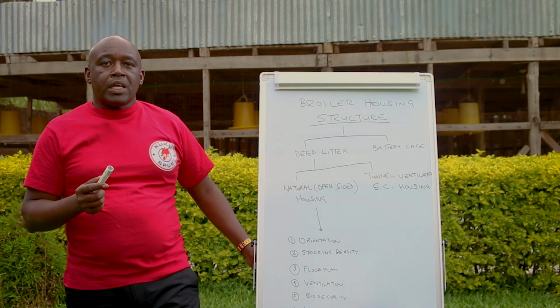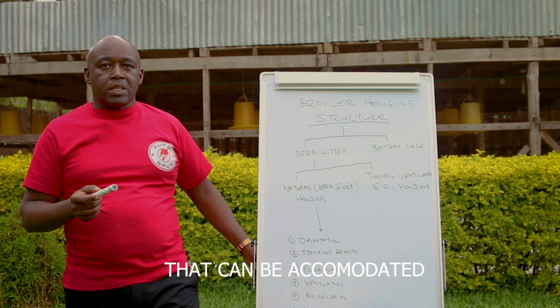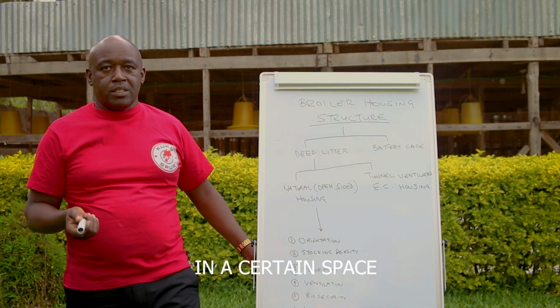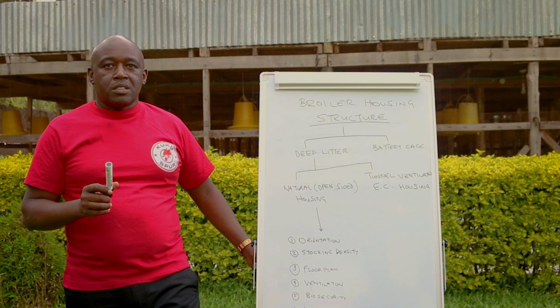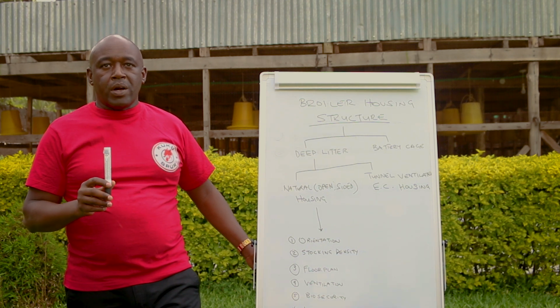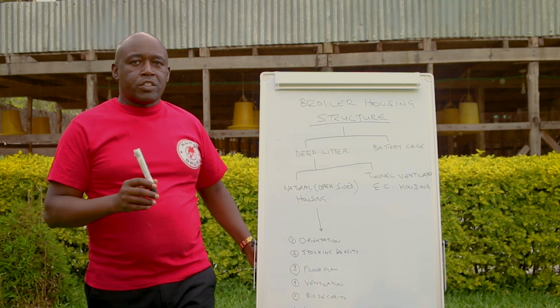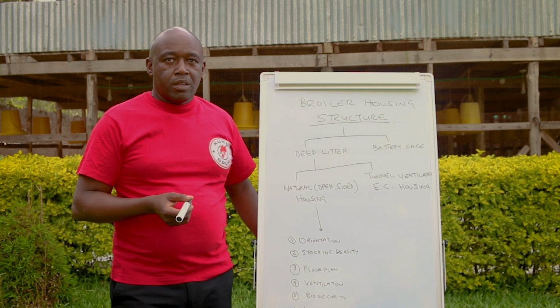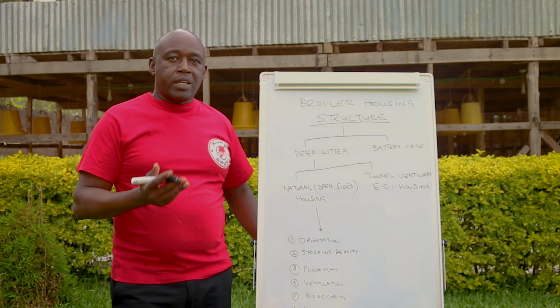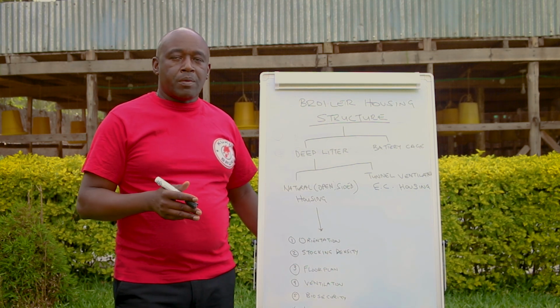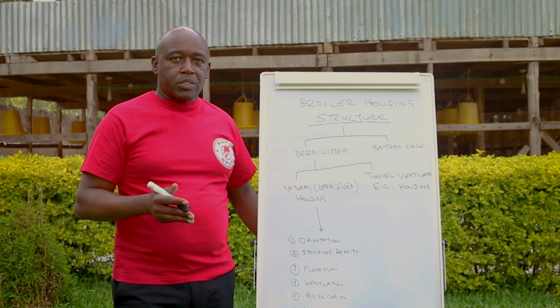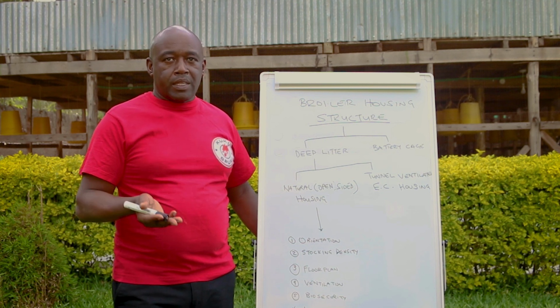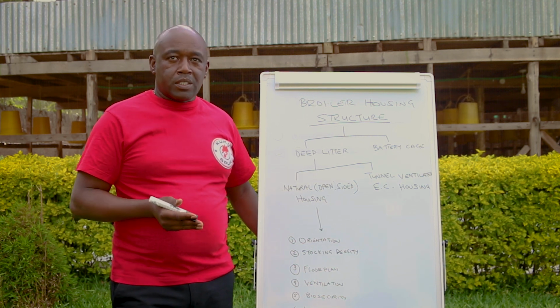The second set is the stocking density. Stocking density basically means the number of birds that can be accommodated in a certain space. A bird will sit on 1 square foot to maturity of about day 35. If you're growing birds beyond day 35, you may consider giving them a bigger space than that, because again, their body weight is going to be bigger than what is on the standard chart.